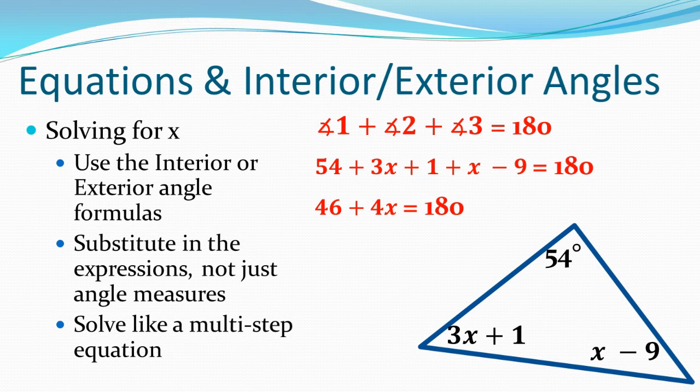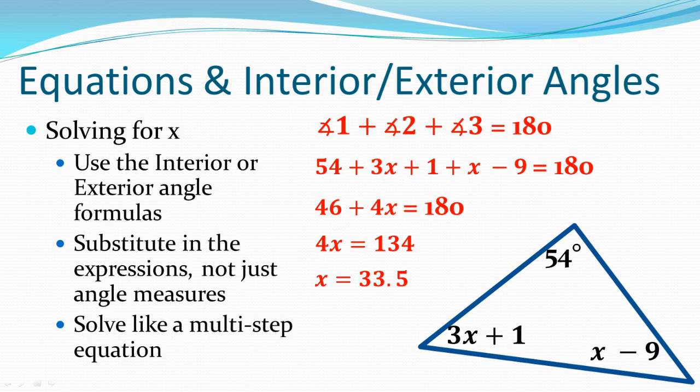In this case, I see that what's happening to my variable is that I'm multiplying by 4 and adding 46. So I need to subtract 46 and divide by 4. So I subtract 46 from both sides. That'll give me 4x on the left because I get my identity. 46 minus 46 cancels out. 180 minus 46 gives me 134. Divide both sides left and right by 4. x is just x, and 134 divided by 4 gives me 33.5. This is what x represents.